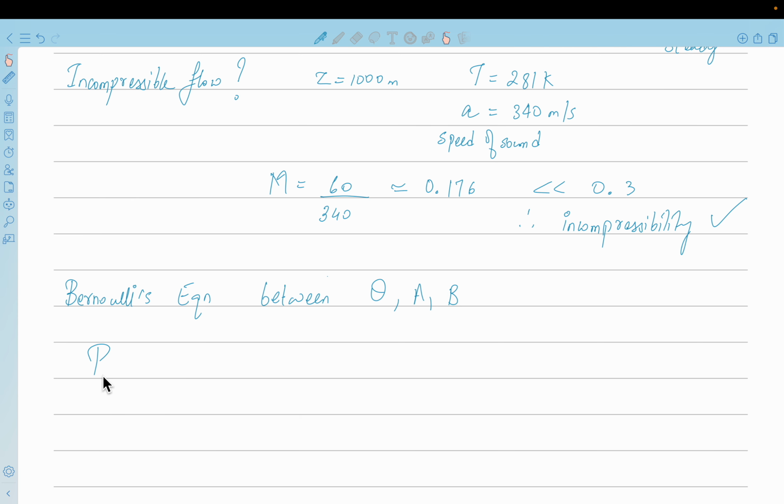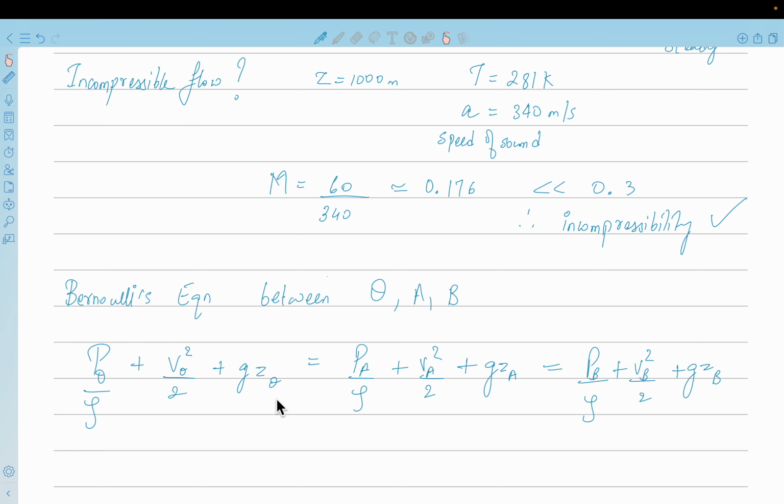Okay, so we have P of the free stream, so I'm going to write it as O, PO by rho plus VO square by 2 plus GZO is equal to PA by rho plus VA square by 2 plus GZA, and this is equal to PB by rho plus VB square by 2 plus GZB. Okay, any questions still here?